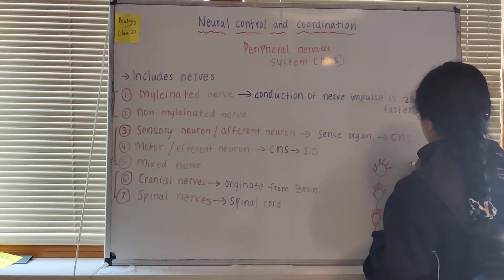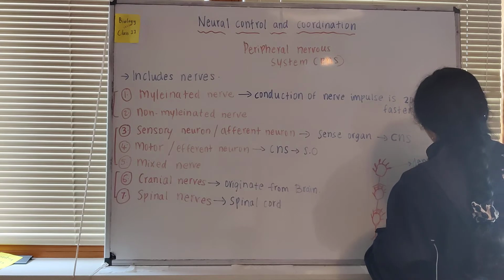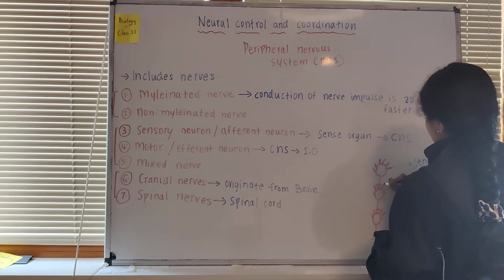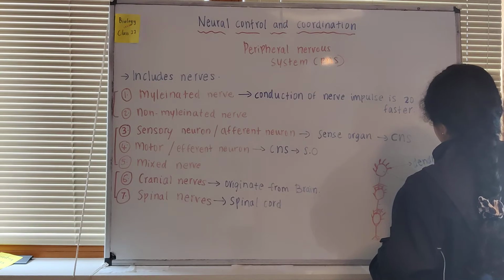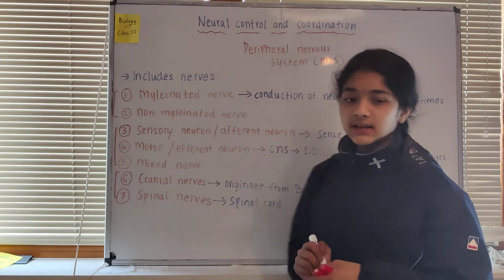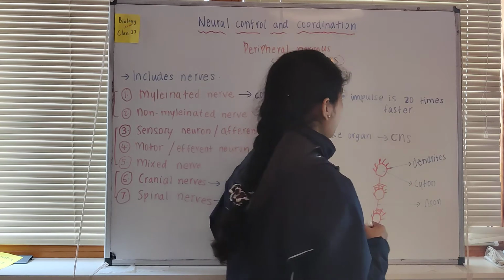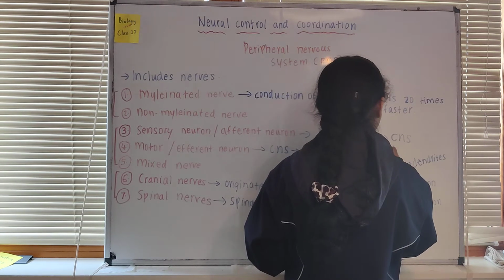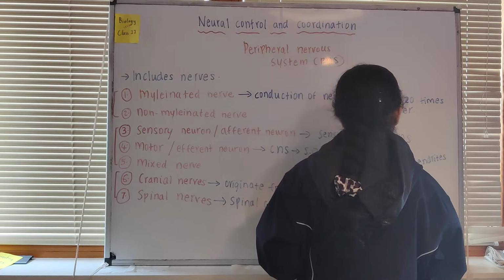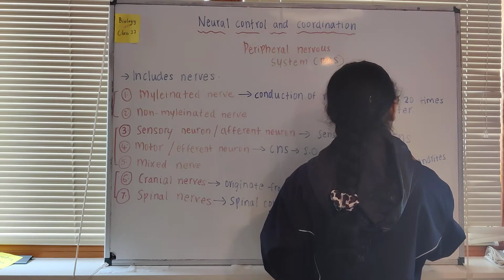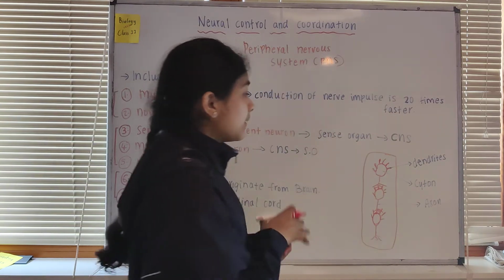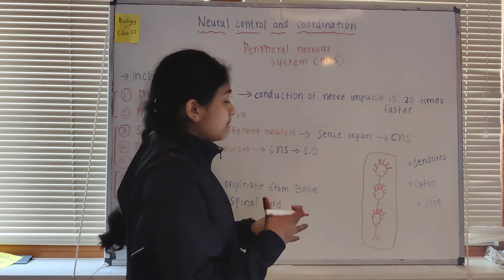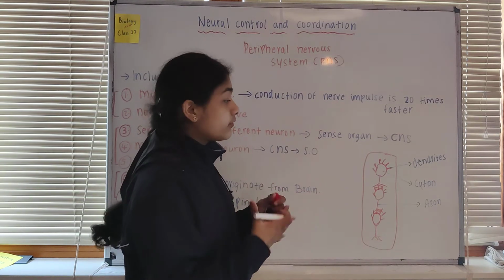So we can label it now. Here, this is the dendrites. This is the cyton, and this is the axon. So these are the neurons. Now the nerve fiber is actually a group of the neurons. The difference between nerve fiber and neuron is that the neurons are the basic things, but the nerve fiber is constituted of the neurons.